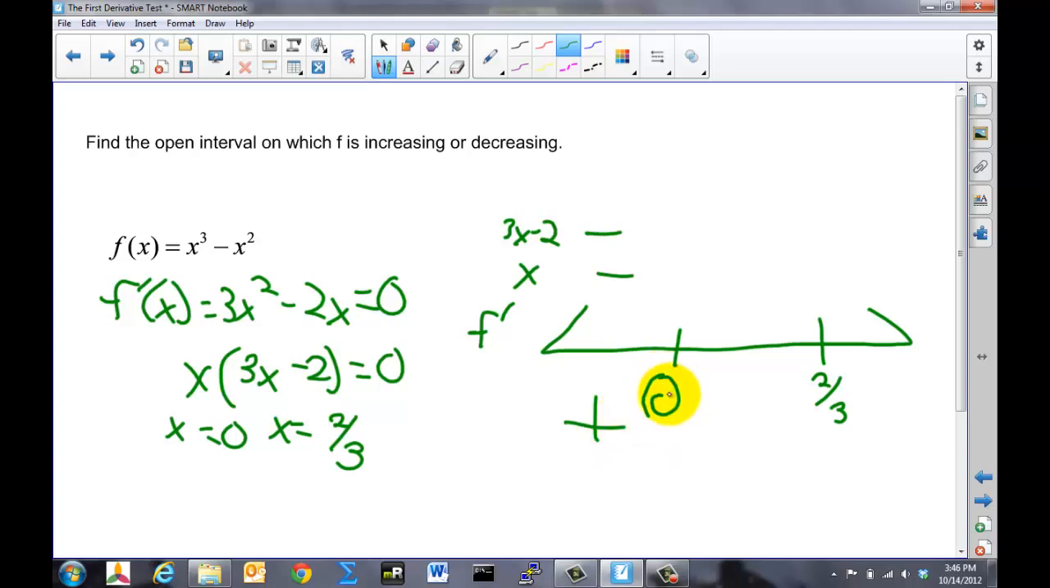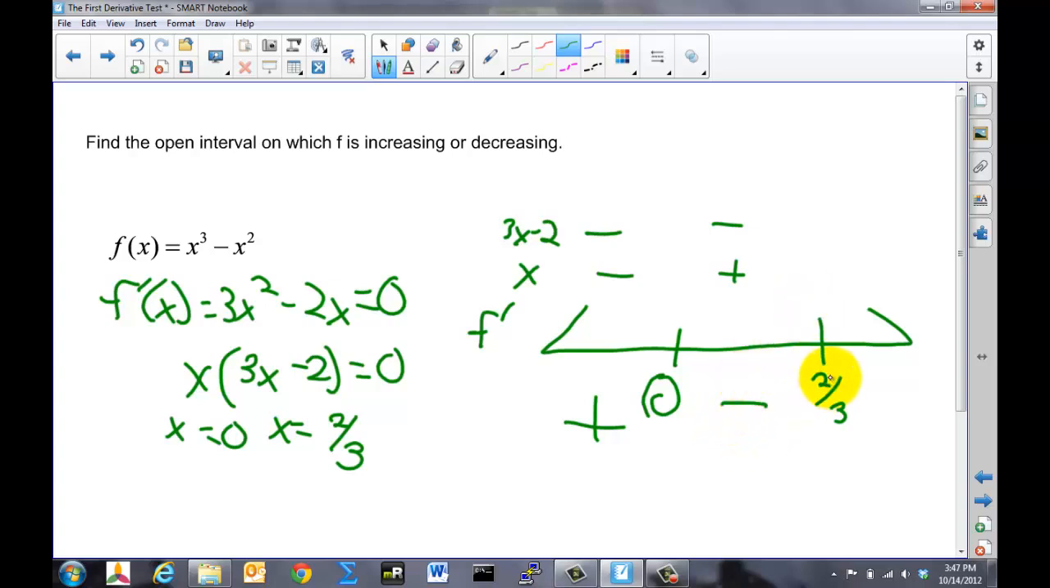What about a number between 0 and 2/3? Maybe 1/3. 1/3 is a positive number, so x is positive. If we do 1/3 here, 3 times 1/3 is 1 minus 2 is negative, and a negative times a positive makes the function negative, so the derivative is negative here.